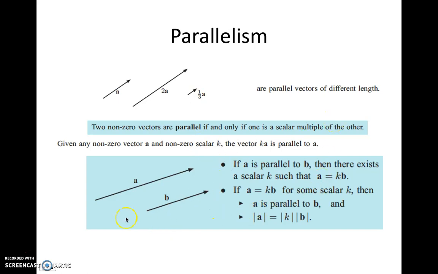Apologies. If A is parallel to B, there exists a scalar K such that A is equal to KB. If A is equal to KB for some scalar K, then A is parallel to B, and the length of A is equal to the modulus of K, so all K values are positive, times the length of B. So the length of A is equal to something times B, and that something has to be positive. Then A is B, but it has some factor of A in it.